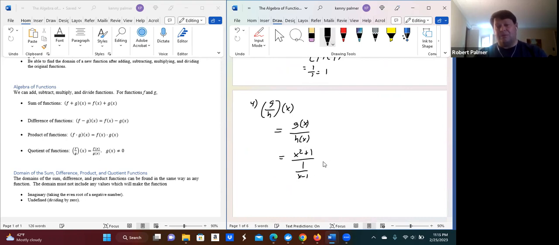x minus 1. Now, don't worry about that, because remember, I did this on purpose to remember that when you're dividing with fractions, you multiply by the reciprocal of what you're dividing by. So this is the same as x squared plus 1 times the reciprocal of what we're dividing by, this is 1 over x minus 1. That's going to be x minus 1 over 1. Okay. Multiply by the reciprocal of what you're dividing by. And so as you can see, that's just going to be x squared plus 1 times x minus 1.